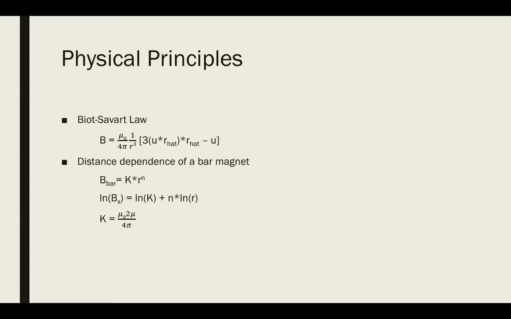And the physical principles used in this lab were the Biot-Savart law, which, as you can see, relates to this equation right here. And it basically equates the magnetic field to the magnitude, direction, length, and proximity of an electric current. And I also use the distance dependence of a bar magnet, which includes this first equation here, which can be manipulated by taking the natural log of each side into the second equation. And it also includes the equation from which you can calculate the k value in relation to mu naught and mu.